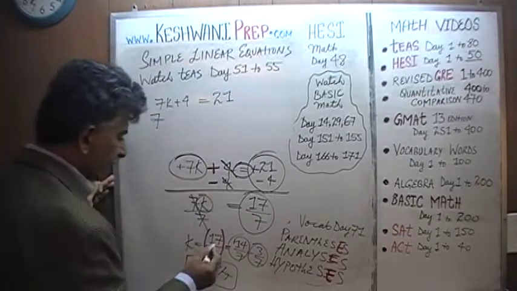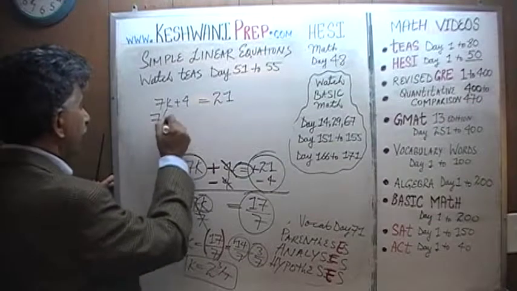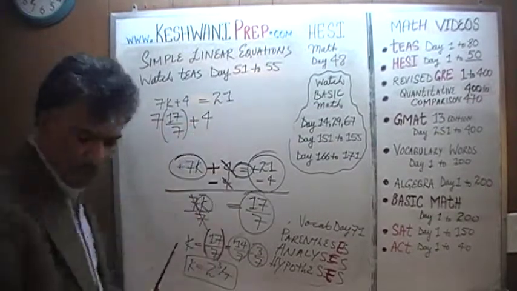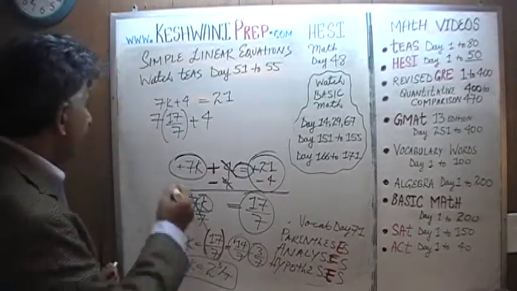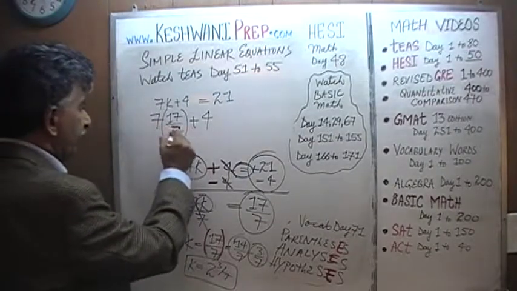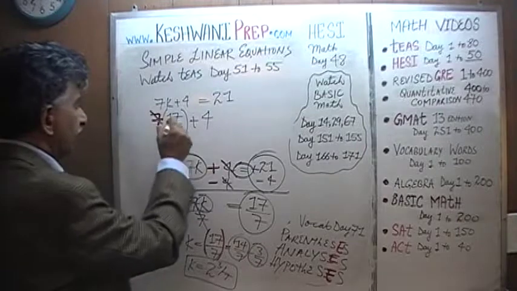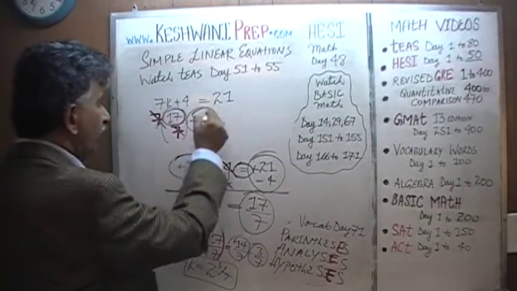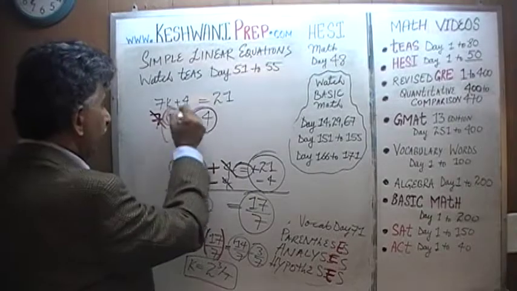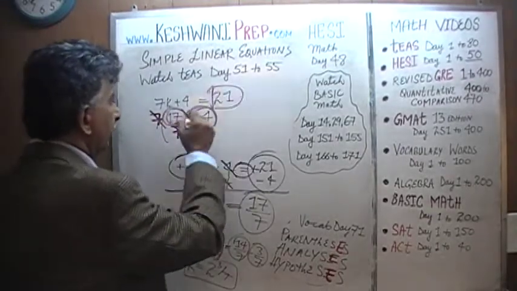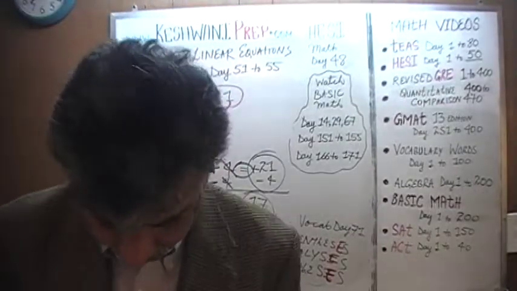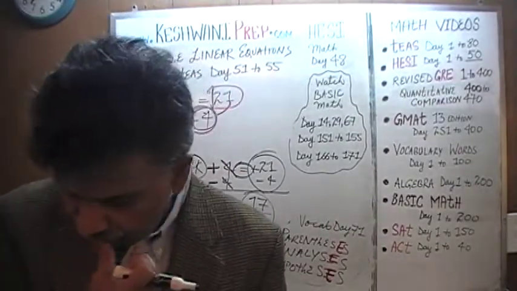7 times k, which is 17 over 7, plus 4. Watch what happens. We have a 7 on the top here, and a 7 in the bottom here. They kill each other. They're going to drop out. And what we end up with is 17 plus 4, which is indeed 21. It works. We're done with the two examples that they give us.